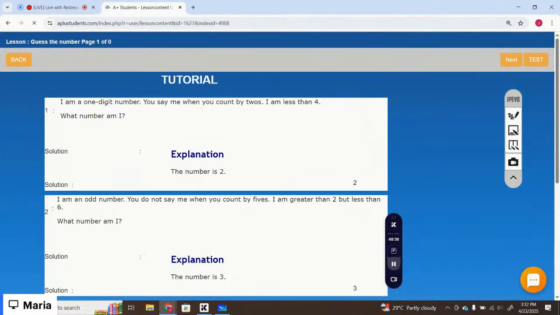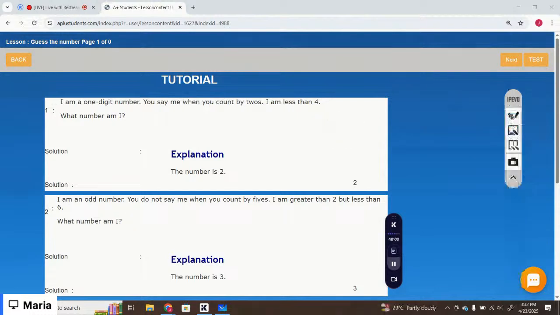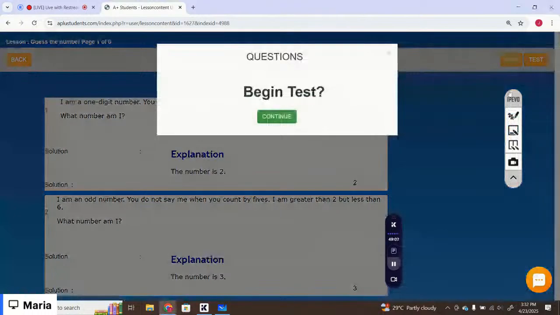Okay, I am a one-digit number. You say me when you count by twos. I'm less than 4. What number am I? I'm less than 4 means you have only 3 numbers left: 1, 2, 3. You say me when you count by 2. So when we count by 2, the 2 is the only number we say. So the correct option is 2. Let's start with the test questions.